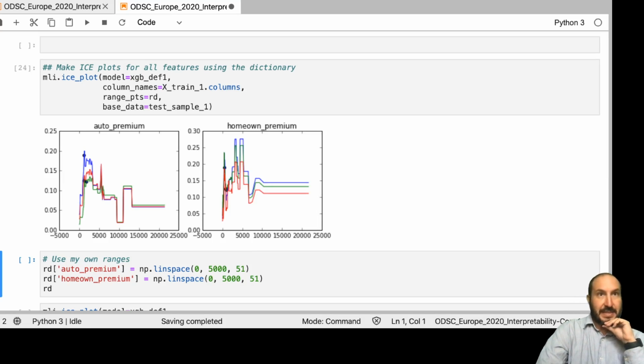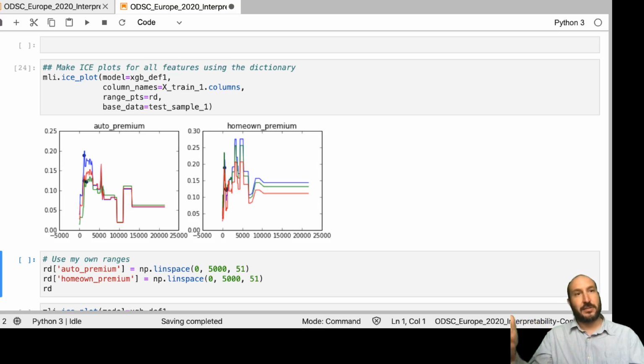But again, the main thing I want you to get out of this is that this is very spiky. And spiky is usually bad and not very coherent, because we don't really expect that as I pay $10 more for my auto and homeowners premium, that it should make me go up and then go down and then go up and then go down, and my probability should change wildly. We would expect something smoother, and maybe there's certain values where it really slopes up or really slopes down, but we don't really expect wild spiking.